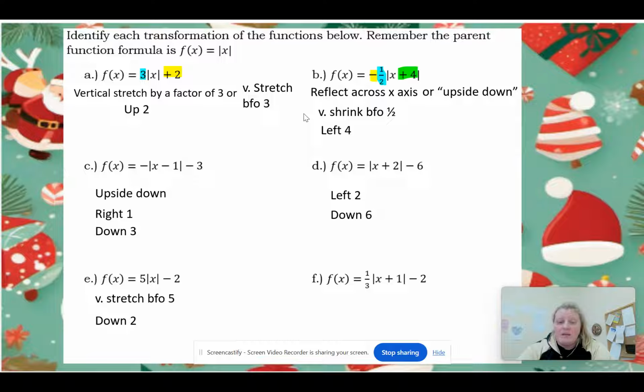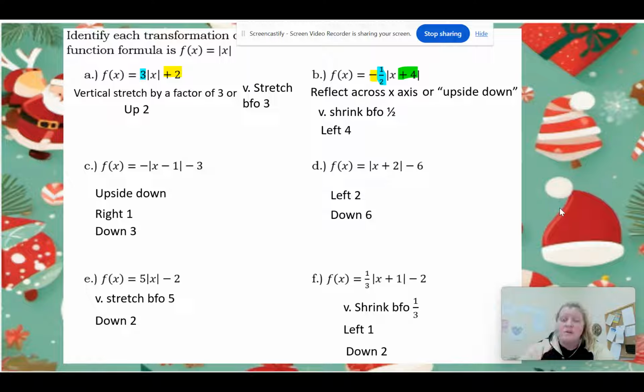And last but not least, letter F, we see the 1/3 out front. That means it's either going to shrink or stretch your graph. Because it's less than 1, it's going to be a vertical shrink by a factor of 1/3. And then our +1 means left 1, and our -2 means down 2.